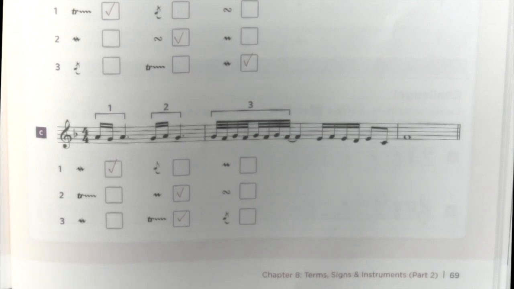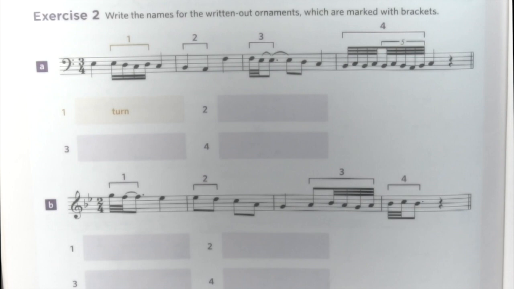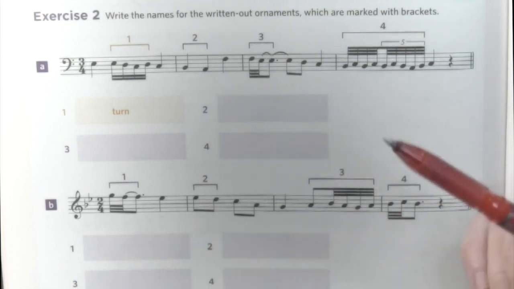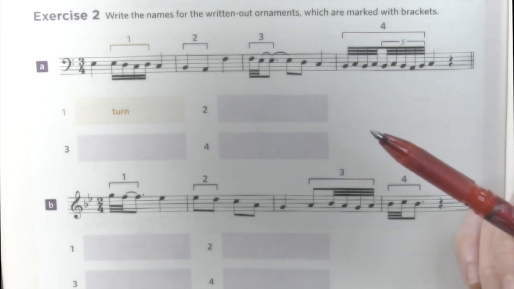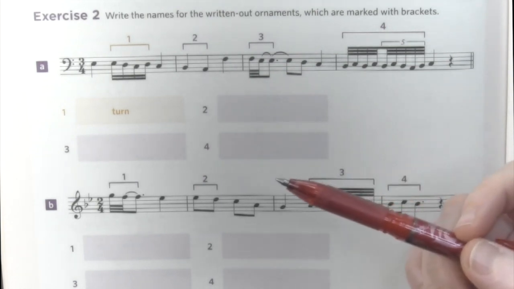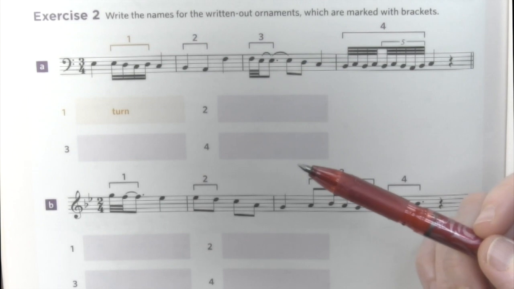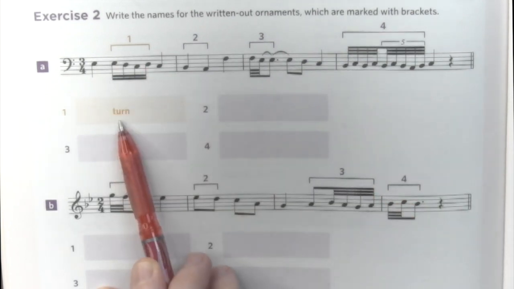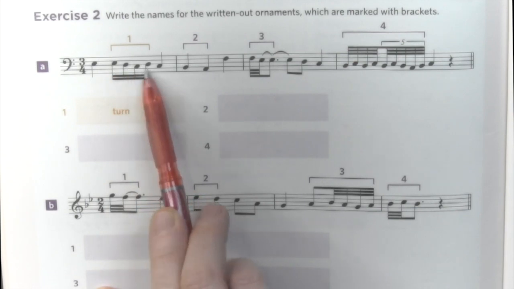Done. Exercise 2. In exercise 2, we need to write the names of the written out ornaments. So we have no boxes to tick, but we actually have to guess the whole thing. This is a turn, it hasn't been already identified. Upper note, note, lower note, note.